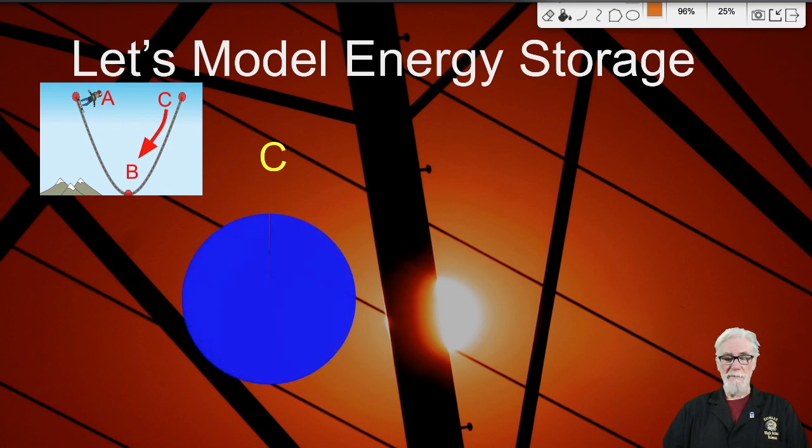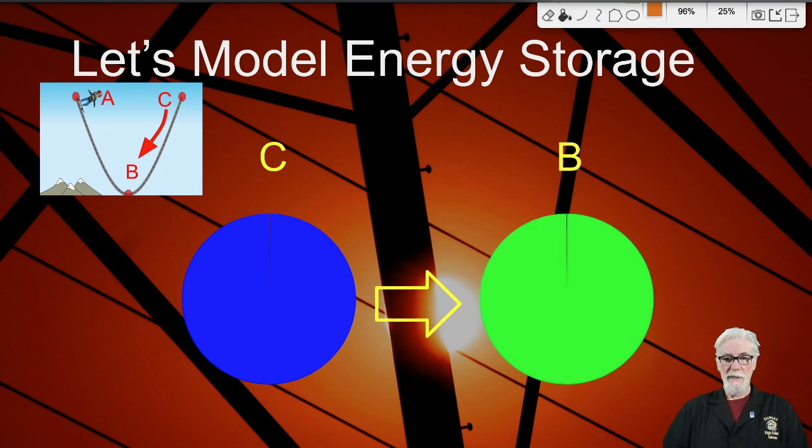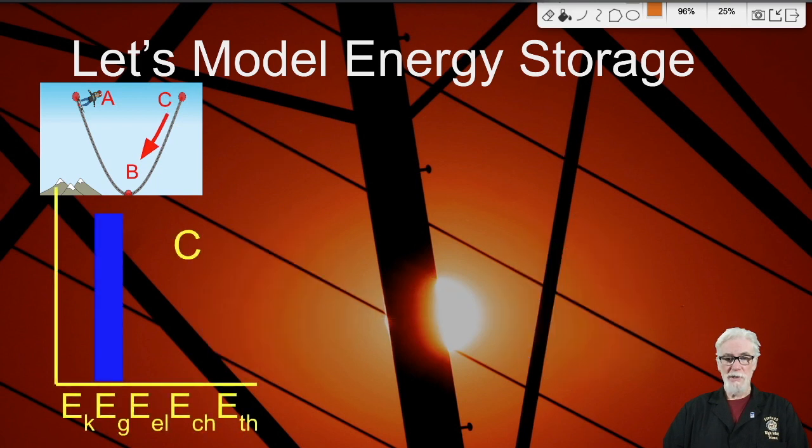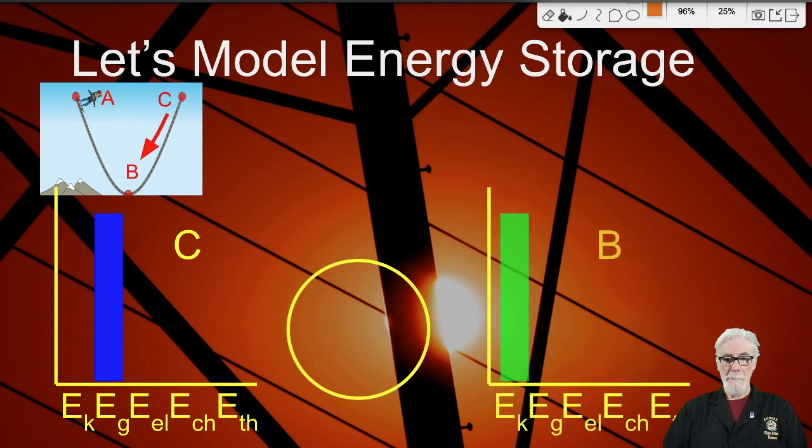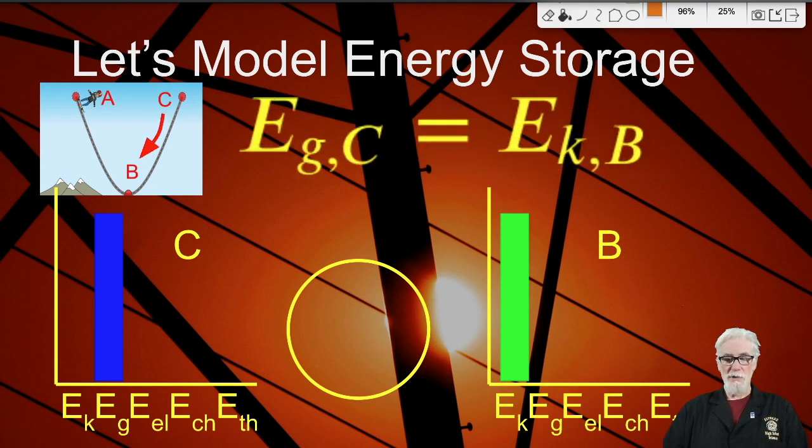So look at C to B. All gravitational to all kinetic. LOL chart, all gravitational, all kinetic. No energy transfer into or out of the circle because it's a closed system. And the symbolic representation is also going to show that the values are equal, but it's different storage modes.